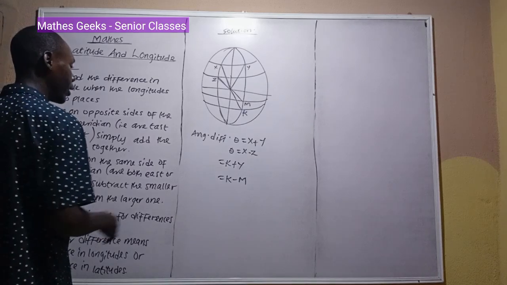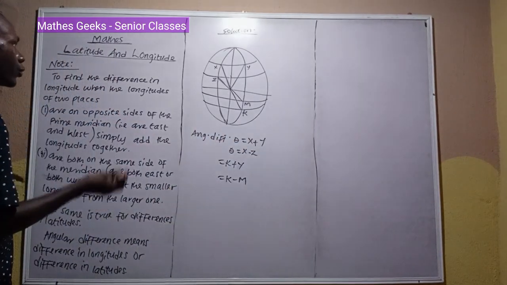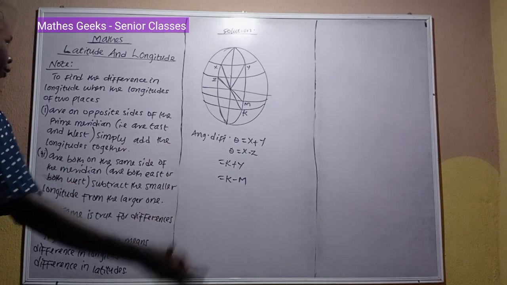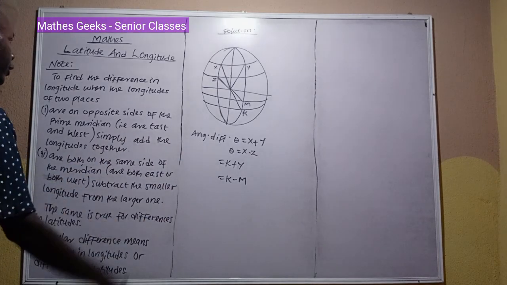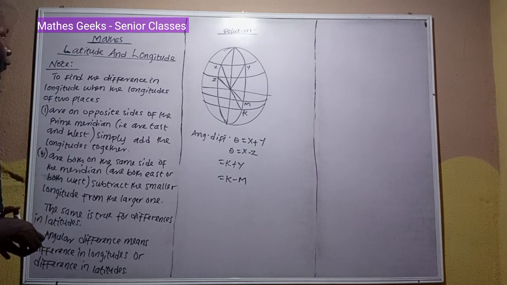So take note of this. Take note of the angular difference, the principle that governs it. When the two positions are on different parts of the hemisphere, you add to get the angular difference. But when they are on the same side of the hemisphere, you subtract to get the angular difference.